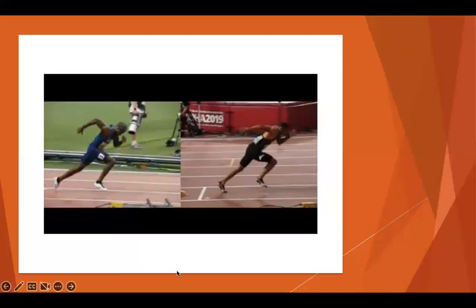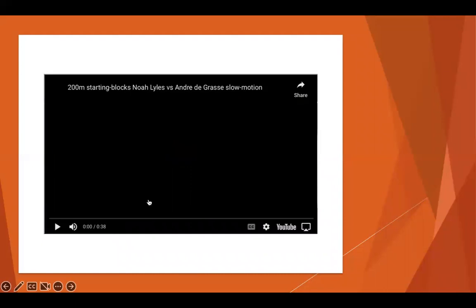Here's another example of proper sprint mechanics. This video showing world-class sprinters Noah Lyles and Andre DeGrasse accelerating during a 200-meter race.